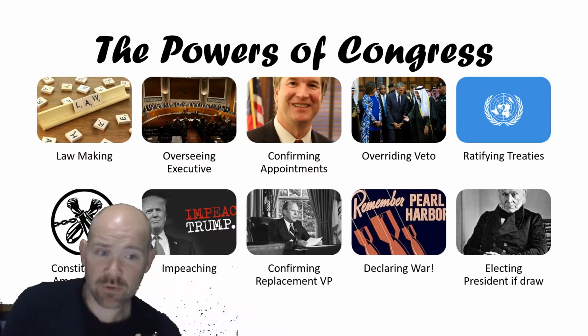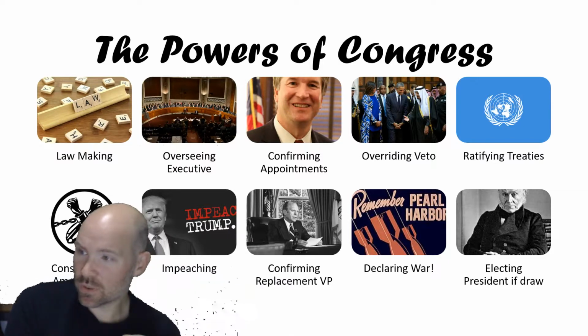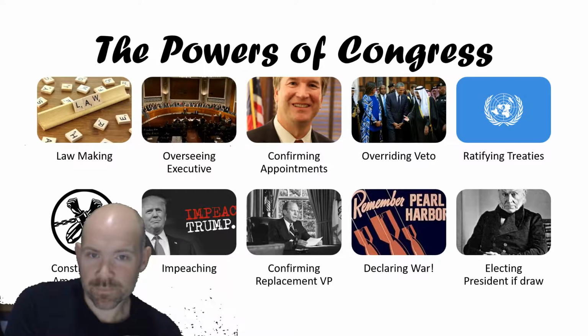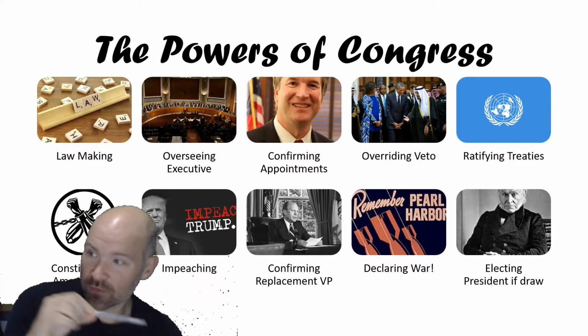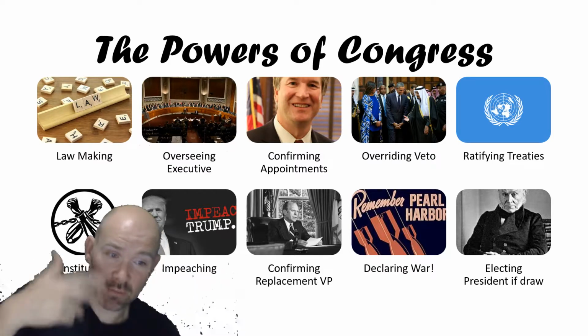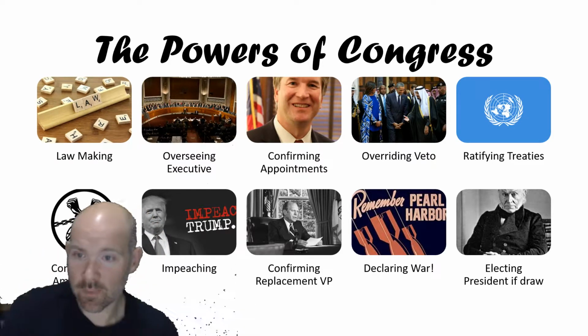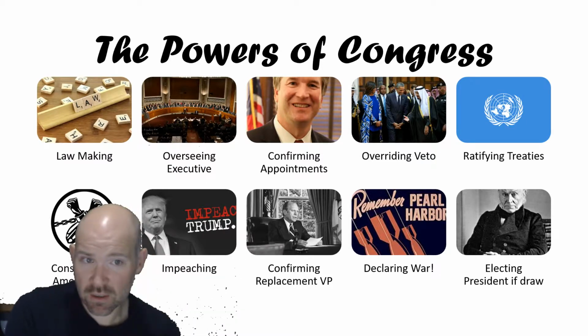The last time this happened was in 1824, and John Quincy Adams was the beneficiary of it. This is one of the other reasons why America is often seen as a two-party system, because if they had multiple parties picking up lots of votes all the time, then this problem of a non-absolute majority would come up more often. So these are the powers of Congress.